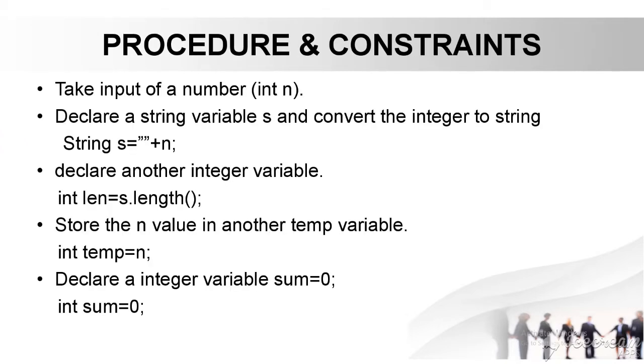Now what is the procedure? Take input of a number, declare a string variable s and convert the integer to string. Here you can see how we can convert a number to string. After that, declare another integer variable. I am using here length, which is equal to s.length. We will get the length of the string and it is stored in the length variable.